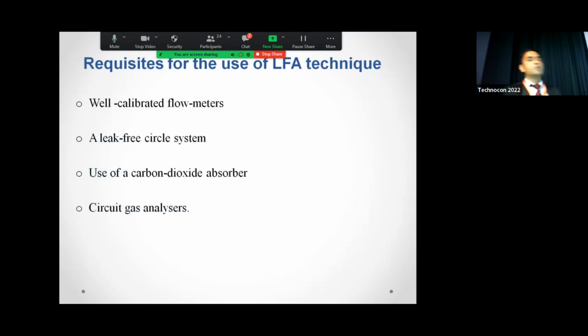So there are minimum requisites to implement the technique of low flow anesthesia. For that we need well calibrated flow meters, a leak-free circle system, use of a carbon dioxide absorber, and a circuit gas analyzer, which is the most important.